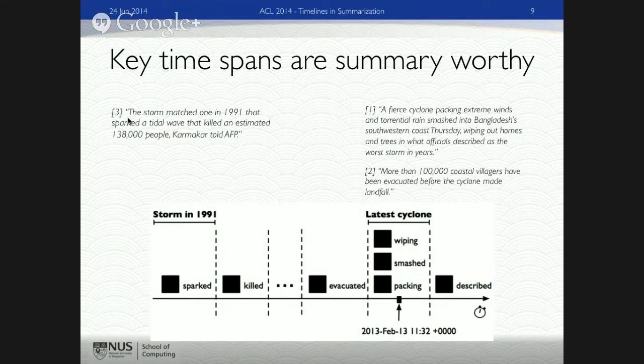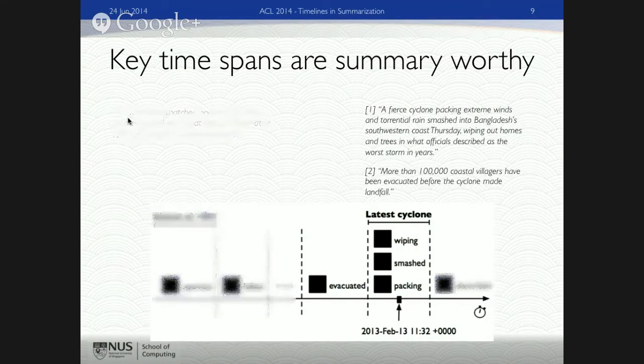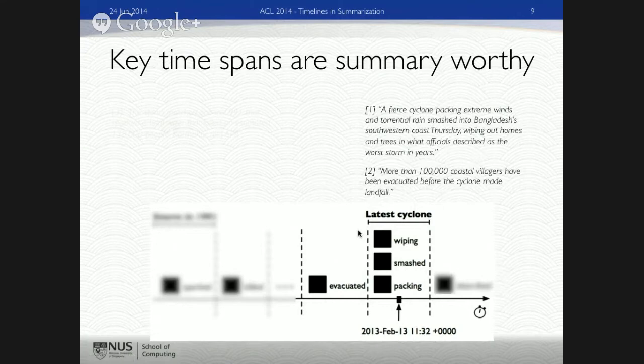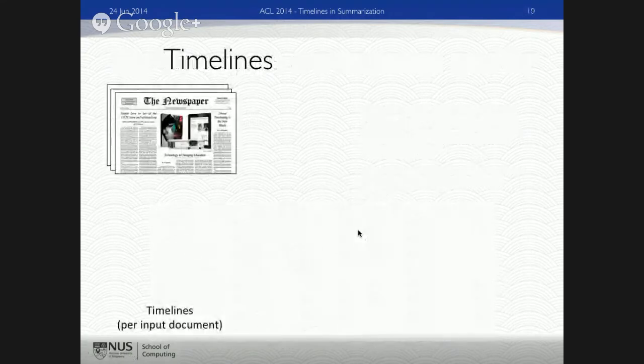So for example, we might say that what you see from the third sentence is not that important, we can just grade out, and that the fact that the officials describe something later on, that's also not very summary worthy. We'd like to remove that and just concentrate over here on the latest cyclone. So that's exactly what we're going to do.